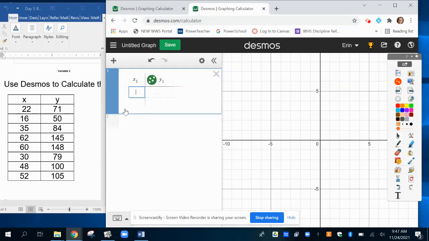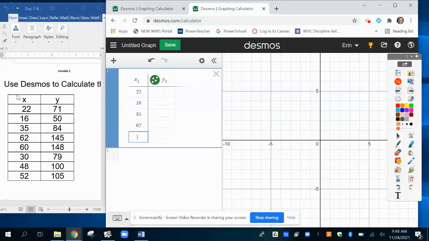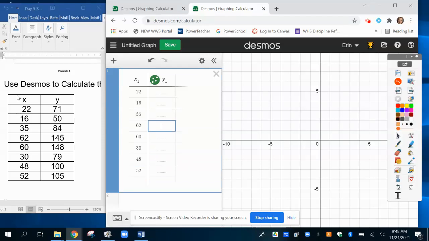And then we're simply going to type in the data that's given to us. I think it's easiest to go down the left-hand side because if you just hit enter, it will go down. So I'm going to do 22, 16, 35, 62, 60, 30, 48, 52. And then I'll go back up and do the right-hand side. You don't have to do it in this order. You just need to get it all typed in. This is just what I find is easiest for me. These are just random data points. We don't know what they're associated with. That's not important right now.